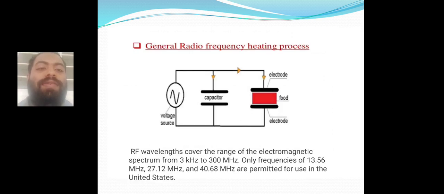Here is the diagram of the general radio frequency heating process. In this, the radio frequency wavelengths cover the range of the electromagnetic spectrum from 3 kHz to 300 MHz. Only frequencies of 13.56 MHz, 27.12 MHz and 40.68 MHz are permitted for use in the United States.